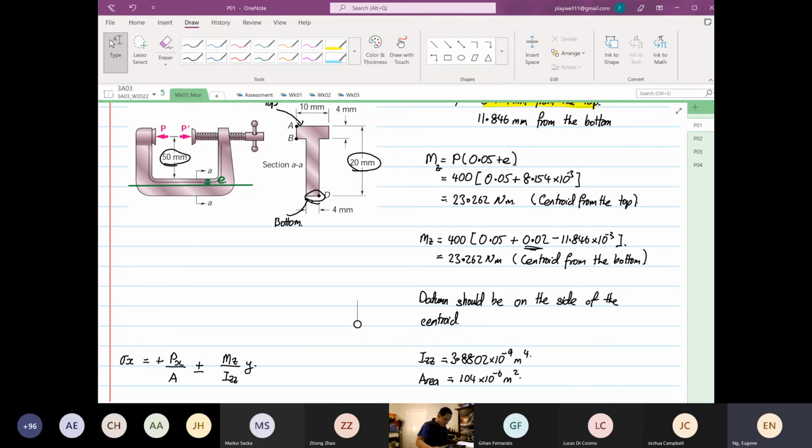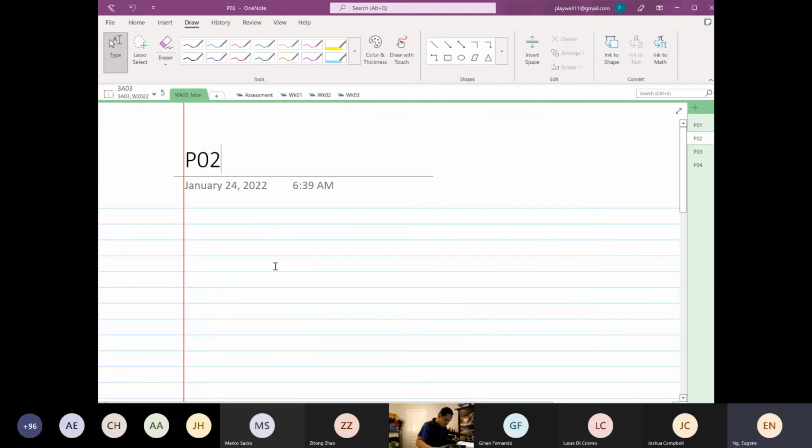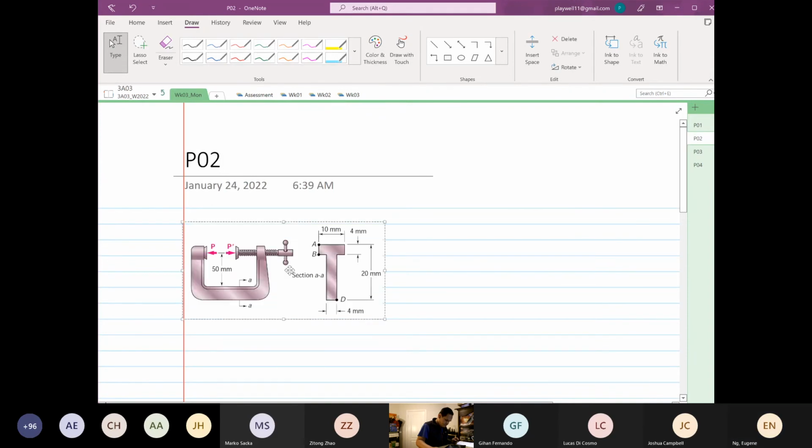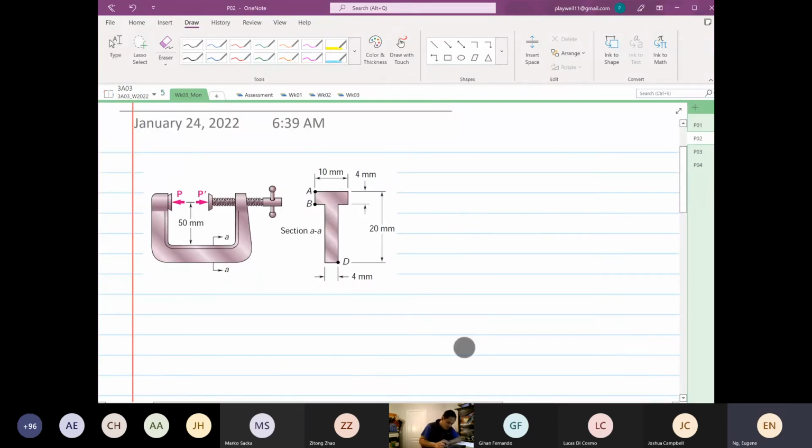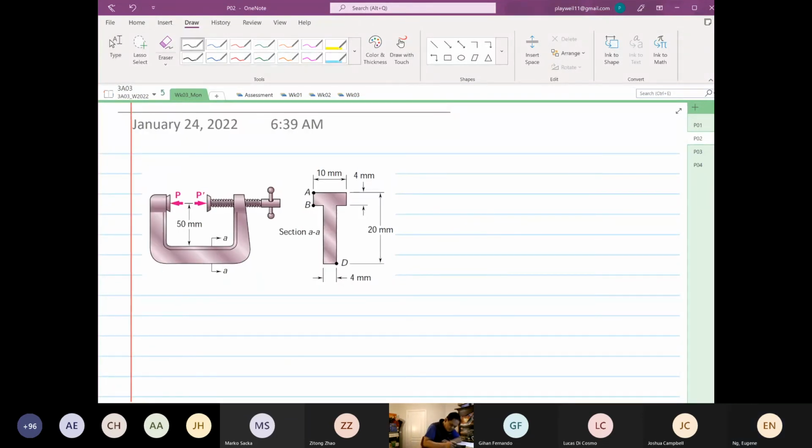Nope. Okay. So we are going to find stresses at point A and at point D. So for part A, we're going to determine stress X at point A and stress X at point D.